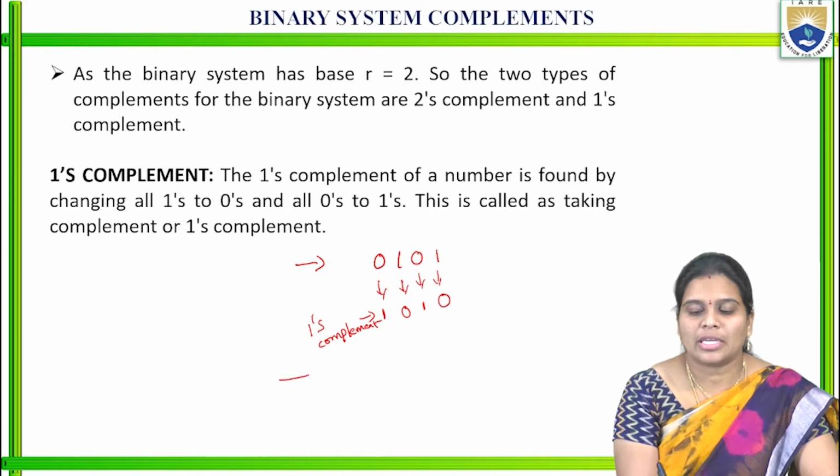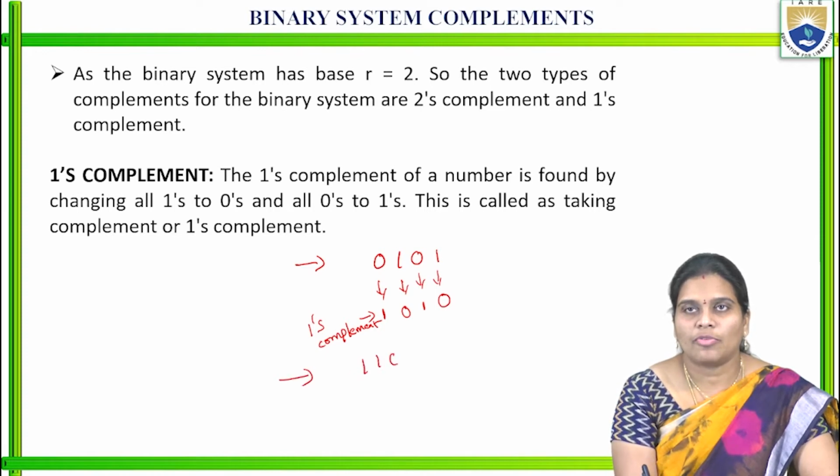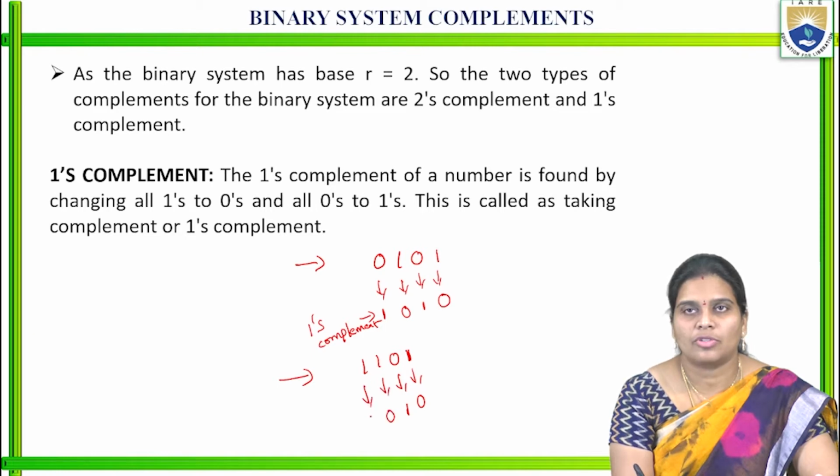Next example, 1 1 0 1. The 1 will change to 0, the next 1 will change to 0, 0 will change to 1, and 1 will change to 0. So this is the 1's complement of this binary value.